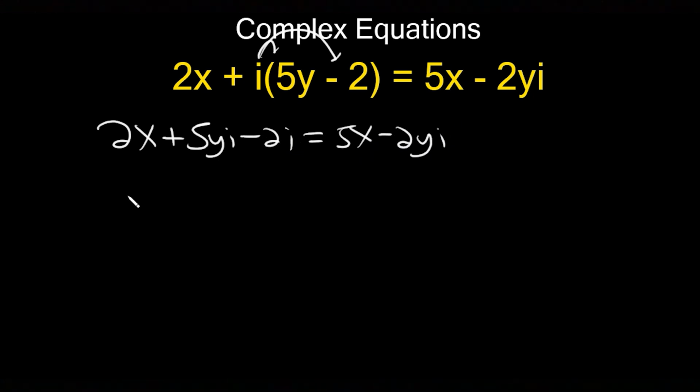Okay, so we want to look at our real parts on the left-hand side. That's going to be 2x. So 2x and then equal to the real parts on the right-hand side. That will be 5x. Okay, let's go ahead and solve this equation.